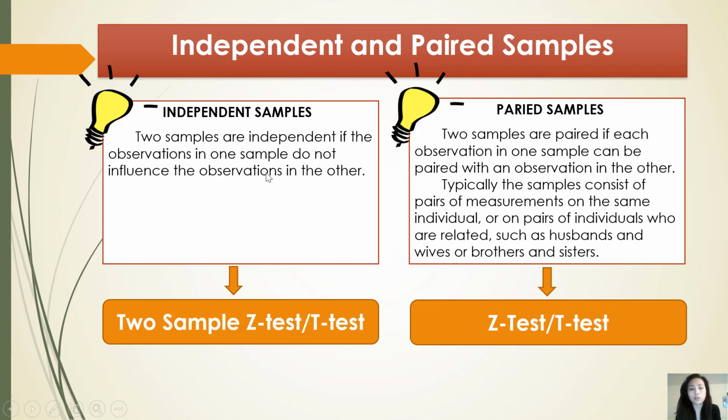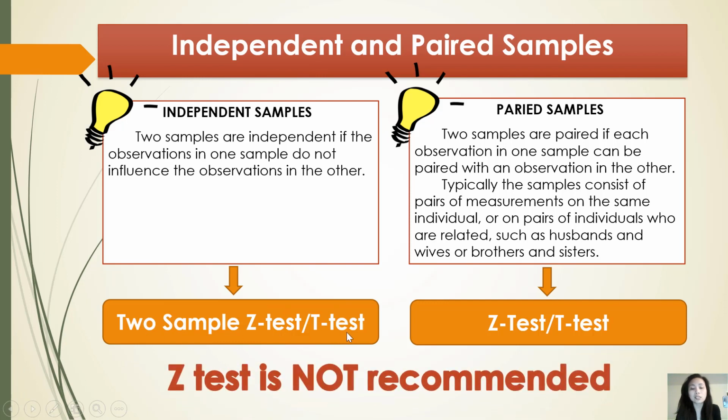In this video, we should focus on independent samples, how to run the two-sample z-test and t-test. However, using the z-test is not recommended because in real life, usually we don't know the population deviation. So the more applicable method should be the t-test. So for independent samples, we are going to use the two-sample t-test, and for paired samples, we are going to use the paired t-test. So in this video, I'm going to focus on the two-sample t-test.